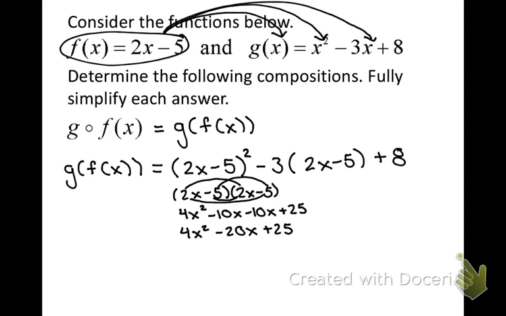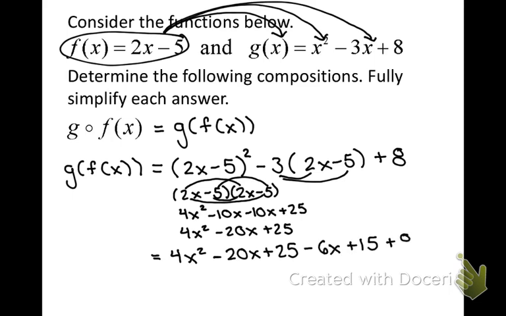So it's super important to realize that when you're squaring that binomial, you're actually multiplying it by itself. We've got to FOIL it out. Now, over here in the middle term, we are going to simply distribute, and then that plus 8's coming along for the ride. So we have at this point 4x squared minus 20x plus 25 minus 6x plus 15 plus 8.